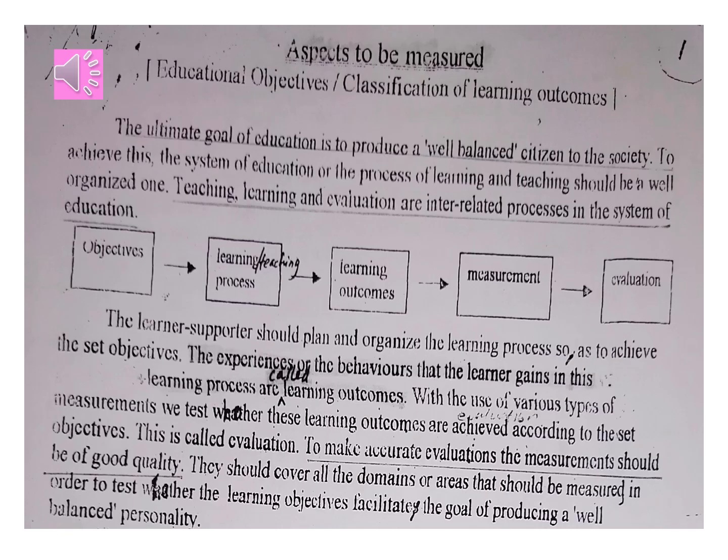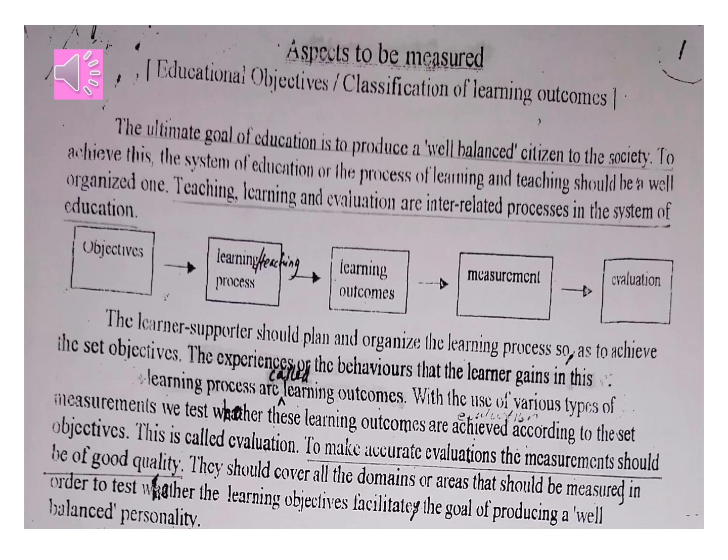The learner supporter. Who is this learner supporter? The teacher or the instructor, the facilitator, the guide. The learner supporter should plan and organize the learning process so as to achieve the set objectives. Do you agree with that? Yes. The teacher must plan and organize the lesson properly. Then only we can achieve our objectives.